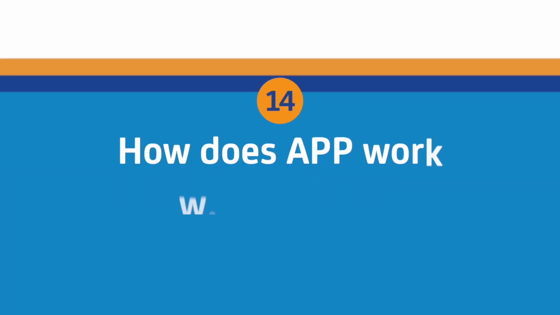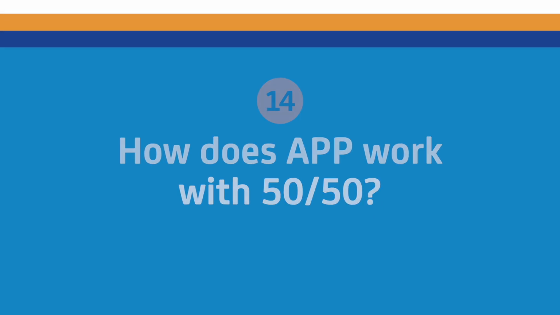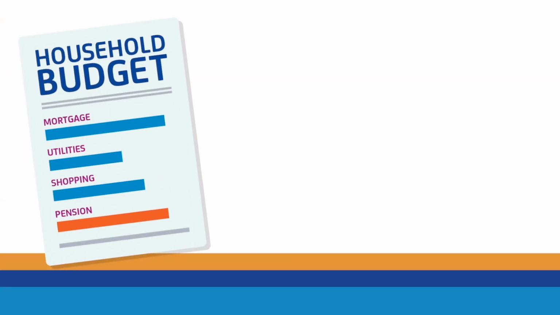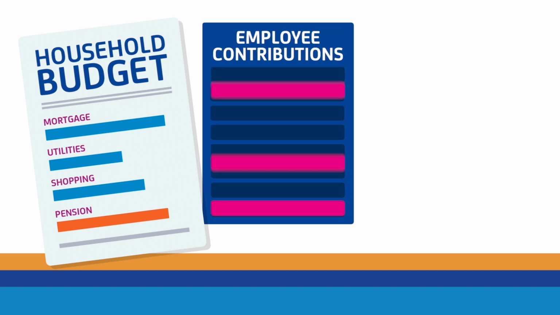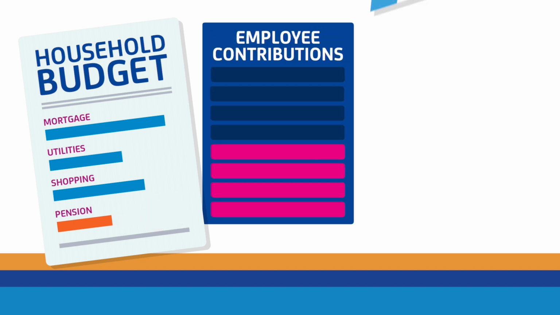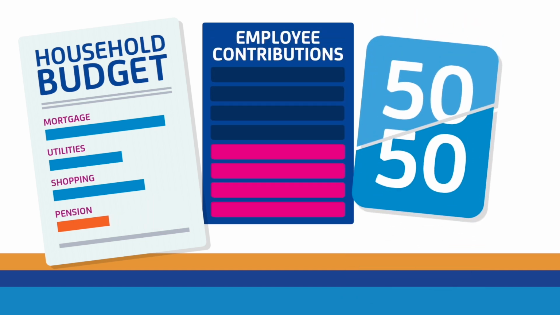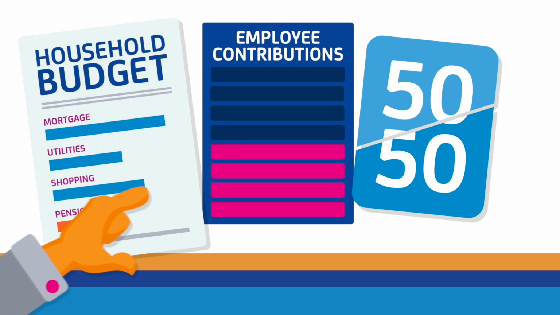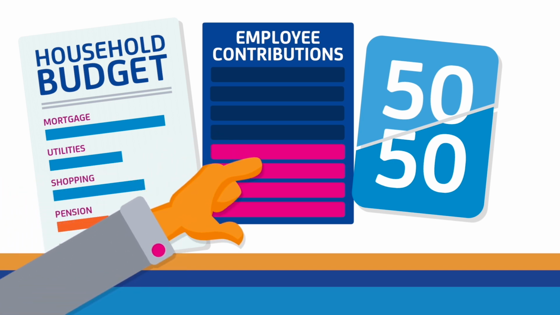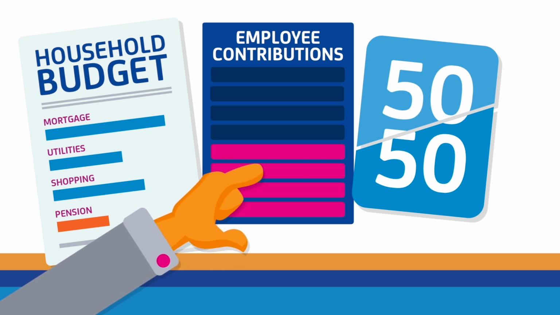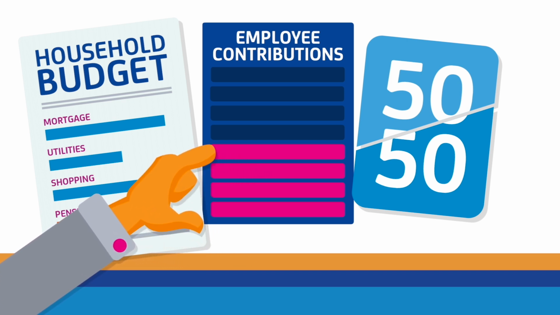How does APP work with 50/50? Should an employee decide that they can't afford to make the full contribution to the scheme with LGPS, there's an option to pay less contributions, known as 50/50. With 50/50, an employee will pay half the normal contributions and build up half the normal pension during the time the reduced contributions are being paid.